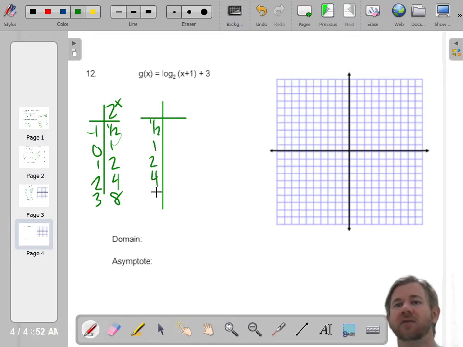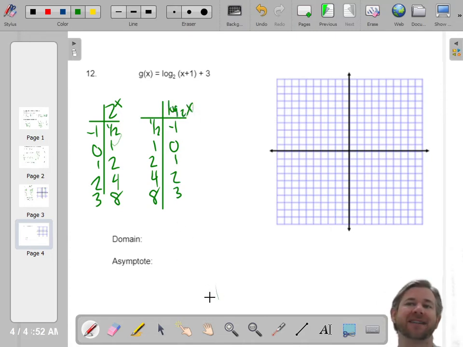1/2, 1, 2, 4, 8, negative 1, 0, 1, 2, 3. That's my base 2 log. That's not what I'm asked to graph. I'm asked to translate that graph.